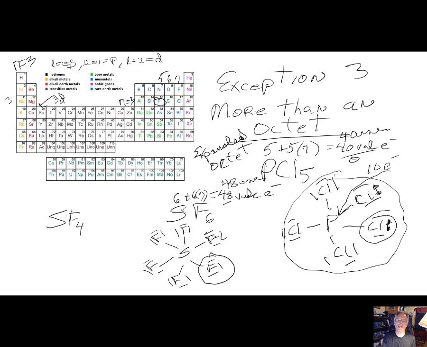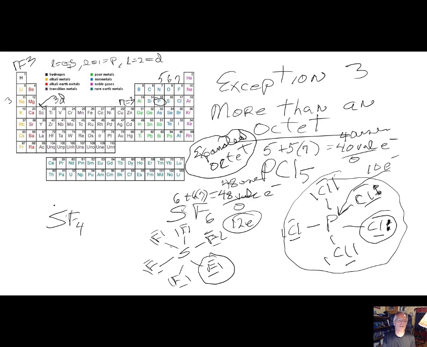So I used 48. I don't have any left over. But how many electrons around sulfur? 2, 4, 6, 8, 10, 12. I have 12 electrons around the central atom. I definitely have an expanded octet. I've busted the octet rule by going over 8 electrons.